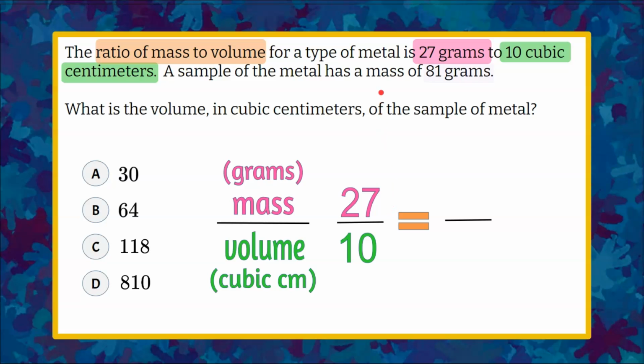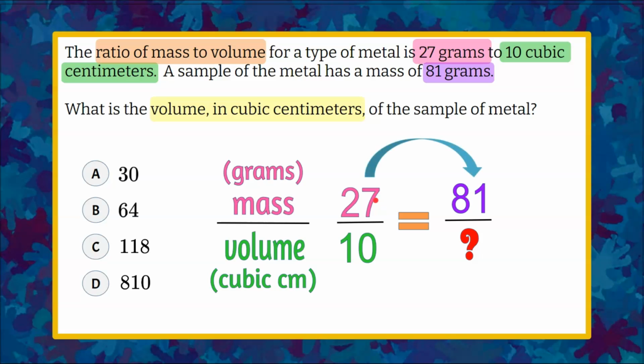We're told that the sample of metal has a mass of 81 grams. So our mass is going to be here, 81 grams, and we don't know our volume. We're finding the volume in cubic centimeters, so that's our unknown. So we know that to keep this ratio proportional, we're going to find an equivalent ratio or an equivalent fraction.